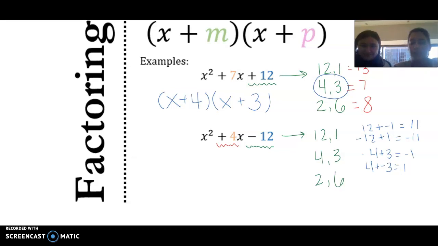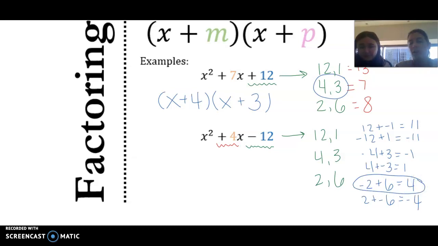Okay, let's try our last one. Let's do a negative 2 plus 6. What's that give me? 4. Oh, it sure does. But let's double check the next one. Let's do a positive 2 and a negative 6. Negative 4. We don't want that, right? We want positive 4. Yes, we want this little puppy right here.